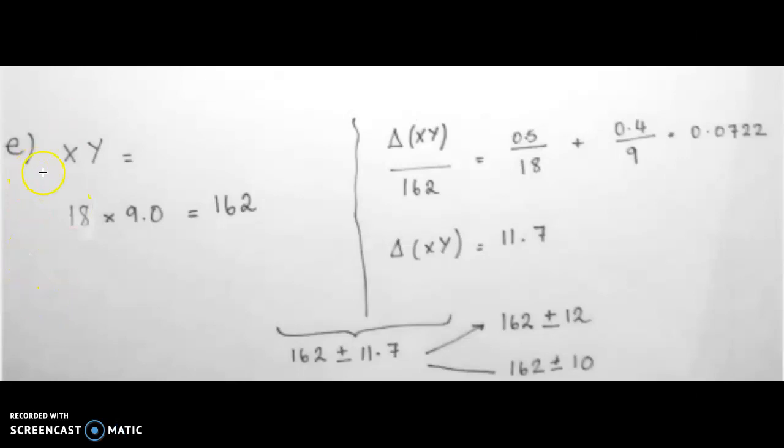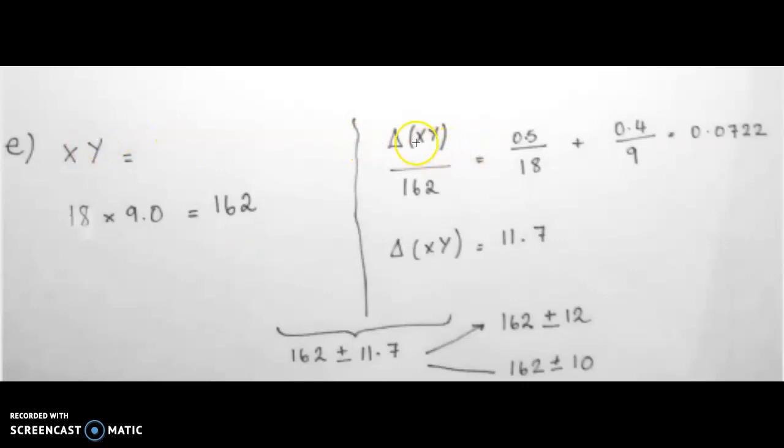Right, question E, which is simply x times y. Here we are multiplying uncertainties. So what we're doing is applying the rule: the fractional uncertainty in the total value is equal to the fractional uncertainty of the first value plus the fractional uncertainty in the second value. So the first thing we have to do is to actually work out x times y, which is 18 times 9. That gives us 162. So that is the value of xy.